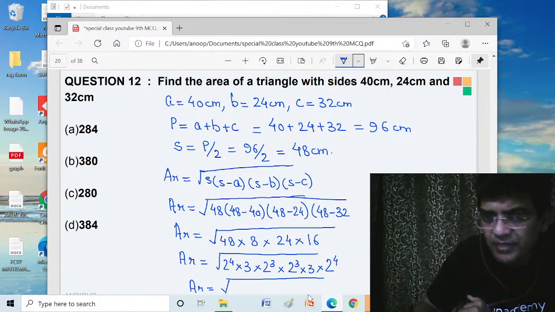And this is clear to you now how to find the area, as all the three sides were given to us. So we have used these three sides.